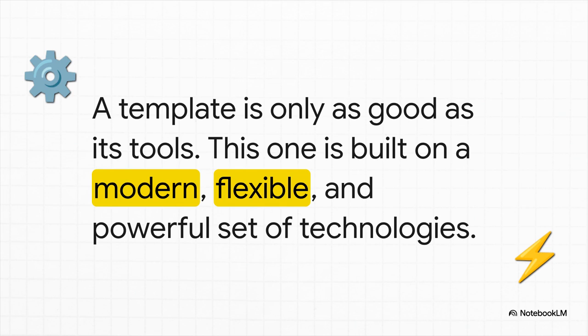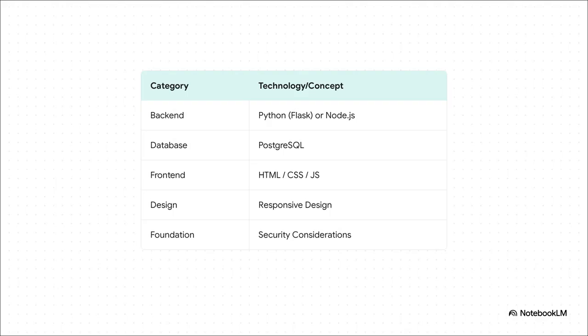Right, but of course, a template is only as good as the technology it's built on. So let's pop the hood and take a look at the tech stack that's making all of this work so seamlessly. And here it is. This is a seriously solid production-ready stack. For the backend, you get your choice of Python with Flask or Node.js. Both are fantastic and have huge communities. The database is PostgreSQL, which is an incredible choice for reliability and scaling up later. The front end is standard HTML, CSS, and JavaScript, but the key is that it's built with responsive design from the start, so it already looks good on any screen. And maybe the most important part? Security isn't an afterthought. You can see it's listed as a foundational piece of the whole thing.